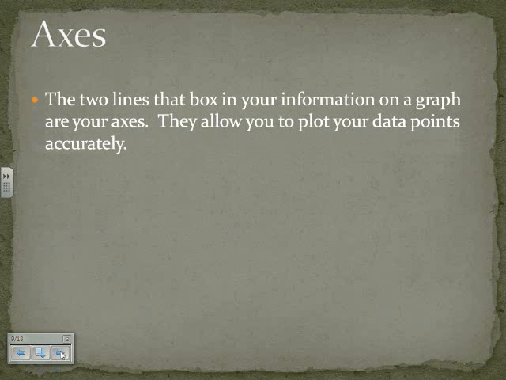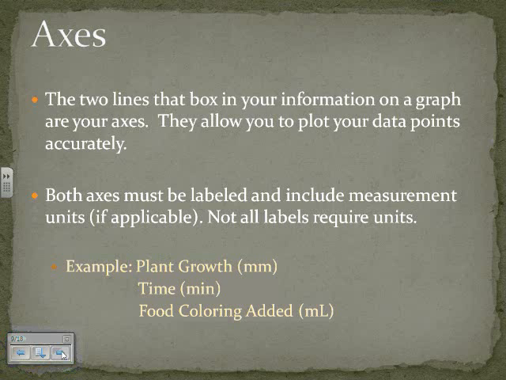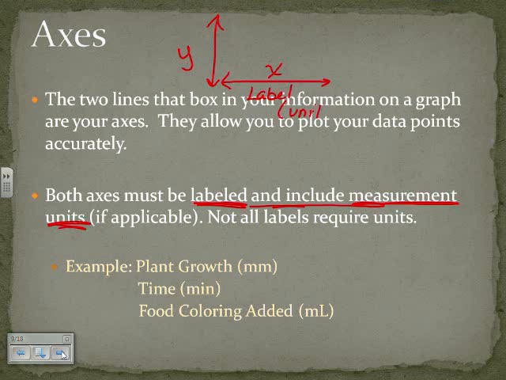Our axes, the 2 lines that box in your graph on a bar or a line graph, are how you plot your data accurately. So you need to label those axes and include measurements, right? Those measurement units. So you should know that we have the y and the x-axis. We want a label, and in parentheses you usually want units. And over here we want a label, and in parentheses you usually want units.